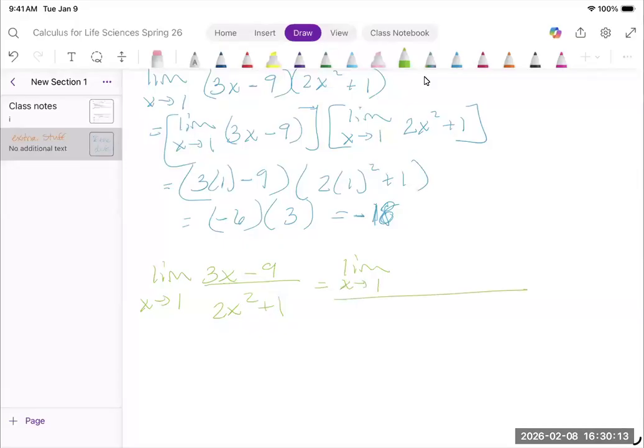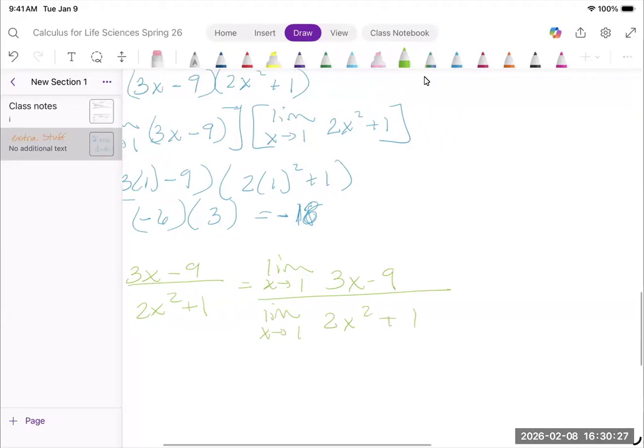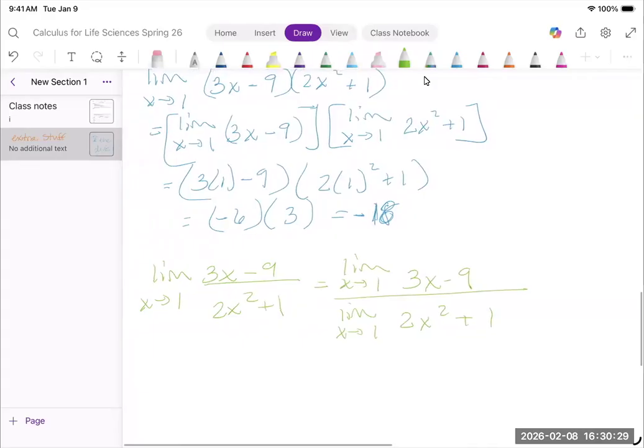Okay. So this is really nice for cases where throwing in the 1 is an arduous task, or maybe we need to find some loophole algebra to manipulate and get things to work for us. But essentially, this is what we're allowed to do. So then we know this is what, -6 over 3. So that would be -2.